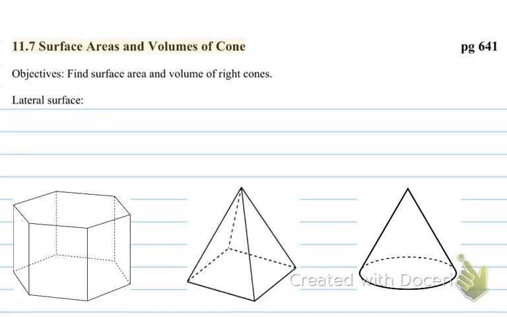Hello. Today we're going to talk about section 11.7, surface area and volume of cones. So first, our objective for this lesson is we're going to find the surface area and the volume of a right cone. We've already had a few problems where it asked you to find the surface area.